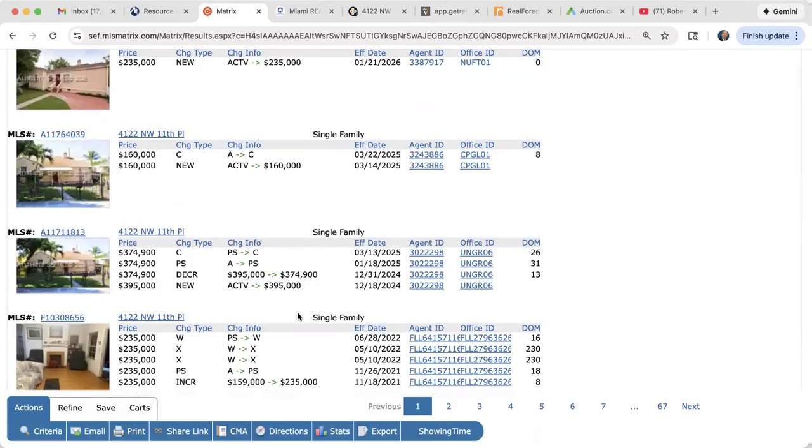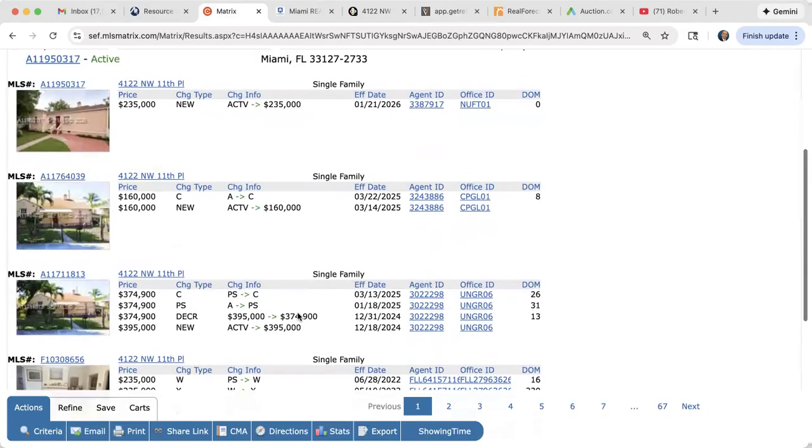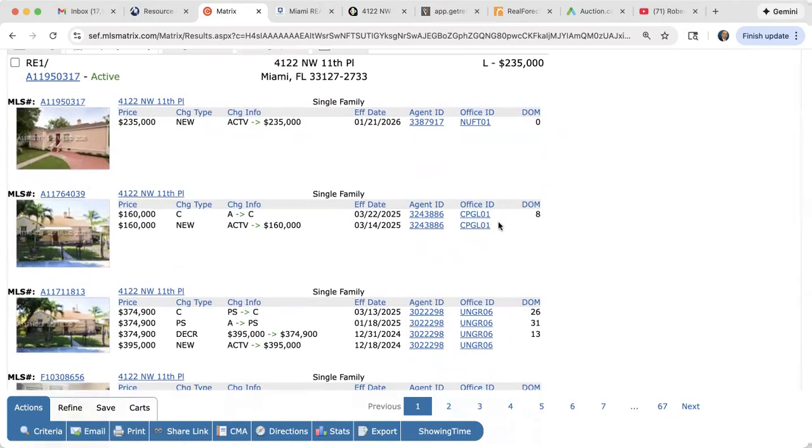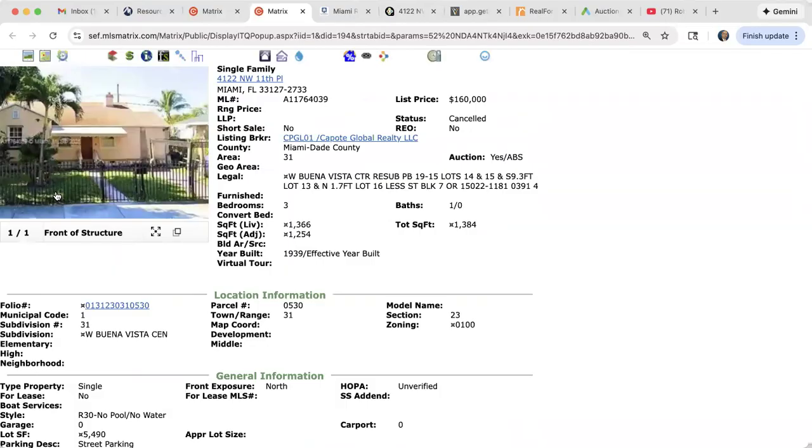The homeowners were trying to sell it before it got foreclosed. Then it got foreclosed. Take a look at the office ID. This is a different office. And then right here, they were trying to sell it again before it got foreclosed at 160, a different office, probably as a short sale. If I click on the MLS number here, we're going to see that the property was canceled, and it was through auction.